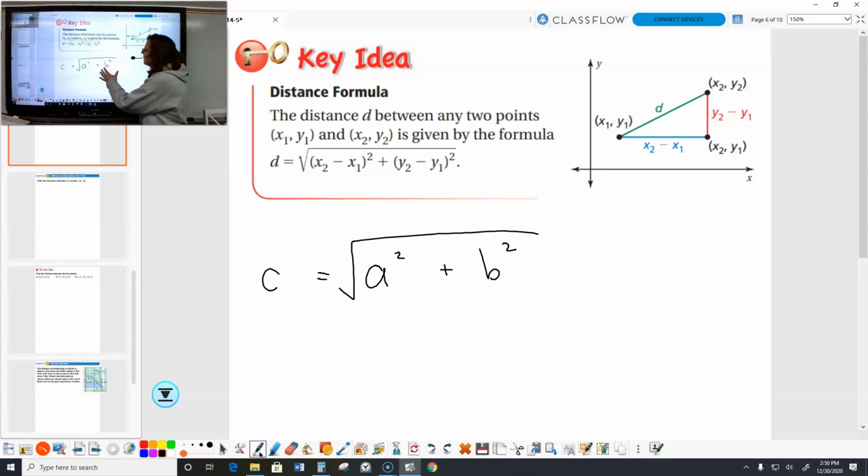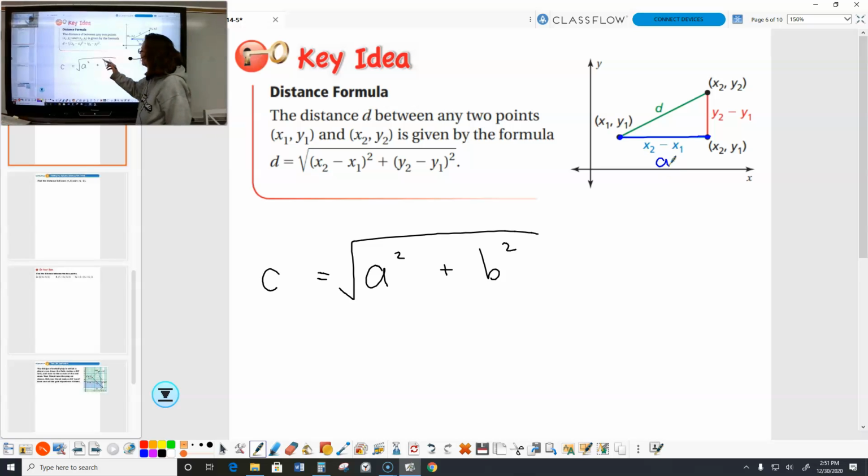Now, how do we get the measure for A or the measure for B? Let's look at our picture here. We have a right triangle. And if I want to know the distance from here to here, if I want to know that distance, how would I find that distance? Well, if I had a piece of graph paper, I would take the number that corresponds with this point, and I would subtract the number that corresponds with that point. And that would give me a distance. And we're going to call that distance A.